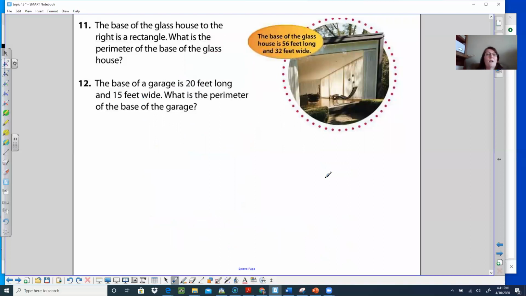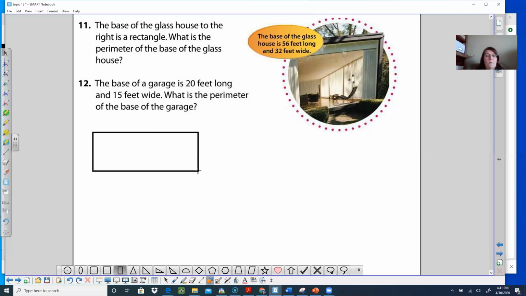Number 11, the base of the glass house to the right, that's over here. Somebody would have a lot of windows to wash. That would keep Mr. T busy in the summer. Okay, the base of the glass house to the right is a rectangle. What is the perimeter of the base of the glass house? So they told me it's a rectangle. Please take a moment to draw yourself a rectangle. So that was number 11.